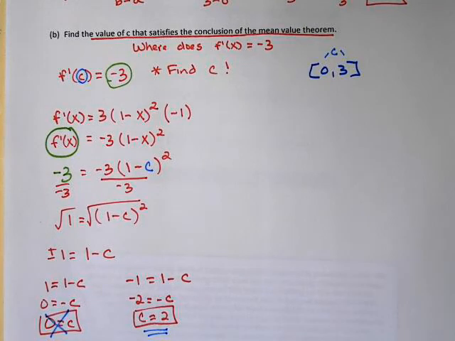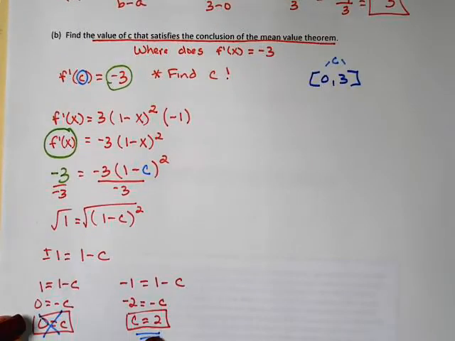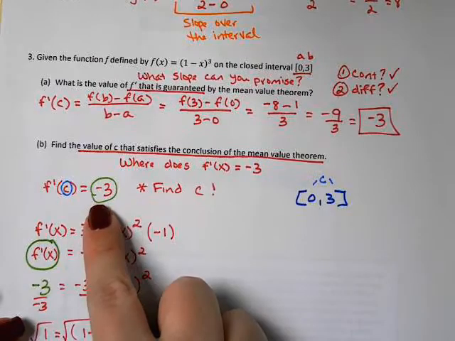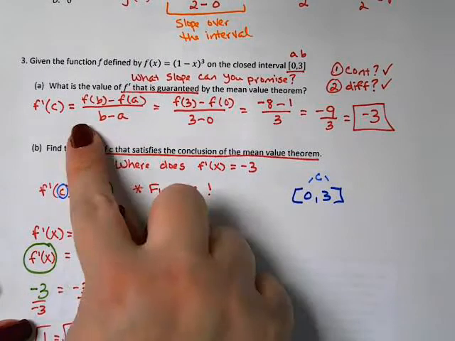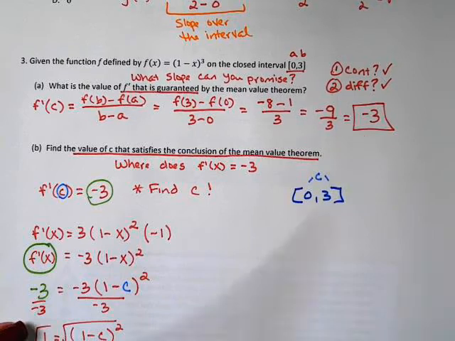And what that means is if we were to find the slope of the tangent line at c equals 3 or x equals 2, I know my numbers. If we were to find the slope of the tangent line at 2, it would equal -3, which is the same as the slope of the secant line through the actual interval.